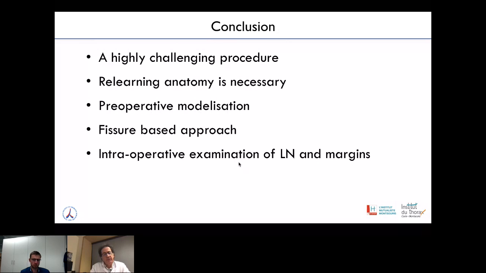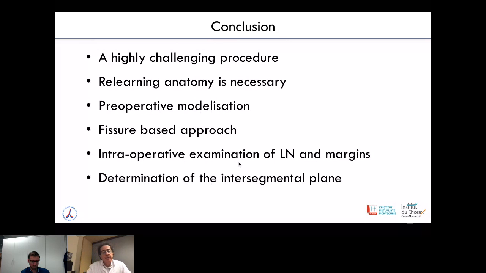Examination of lymph nodes and margin is important in order to minimize keeping a positive lymph node or an invaded margin. Precisely determining the intersegmental plane is important, and the stapler must be used with care and in an appropriate way. So that's all I wanted to show you. There are many other points we could develop, but in 1 hour it was quite difficult. Okay, so, very nice. Thank you very much.